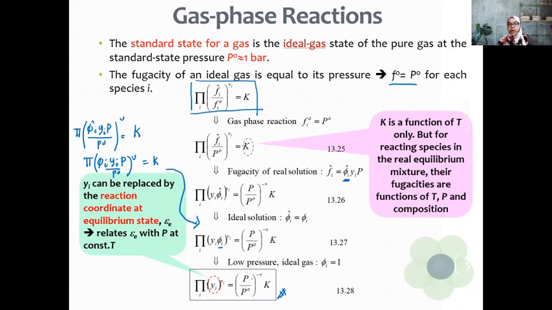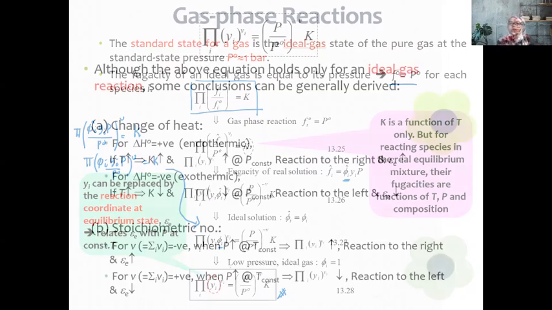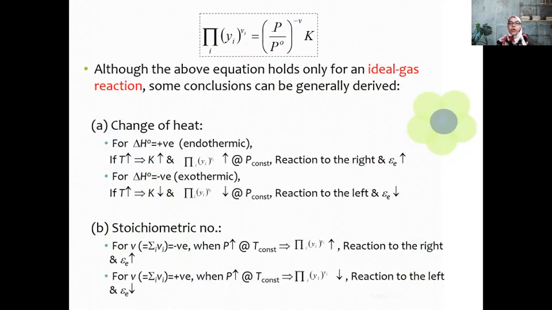So P is the pressure in the system, and since this is for the gas phase, we have the mole fraction denoted by Yi. From this equation, we can summarize it by deriving the following explanations.